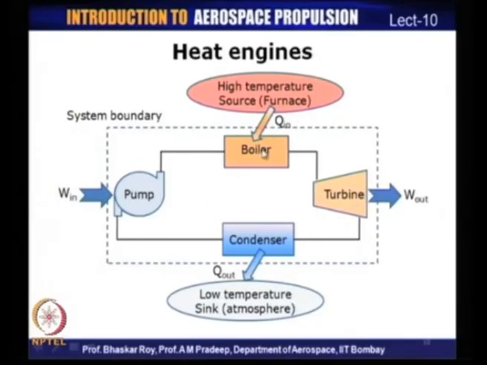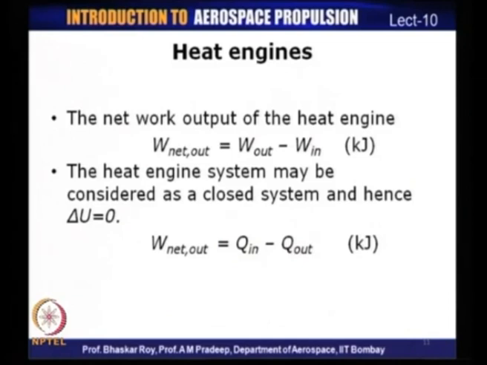Besides that, there is a Q in which occurs at the boiler end, and there is a Q out, that is, heat rejected at the condenser end. So, all these different components put together constitute the heat engine cycle, which we mentioned earlier. The net work output of this heat engine example is equal to W out, the work output of the turbine, minus W in, which is the work required for the pump in this case.